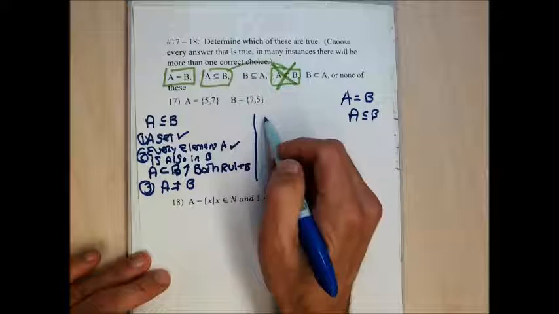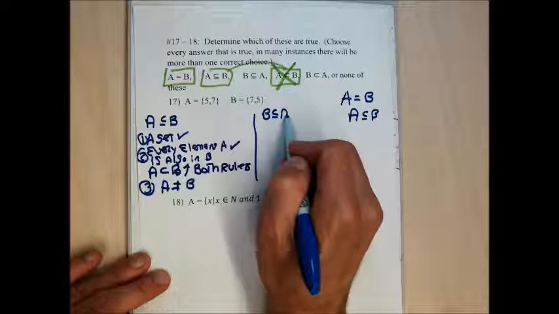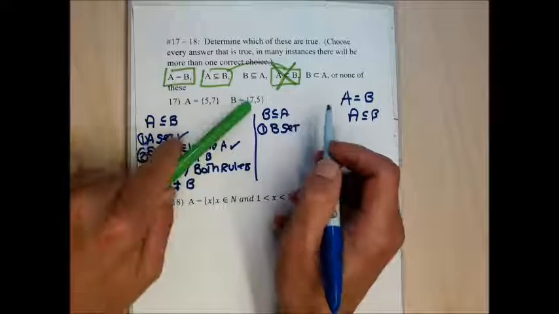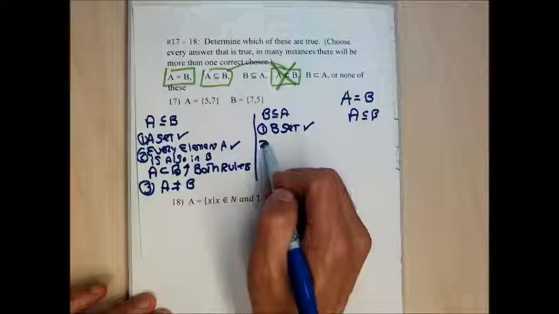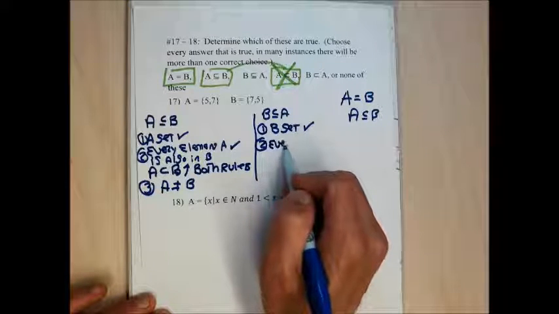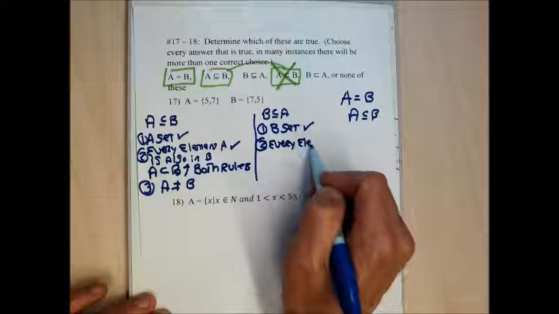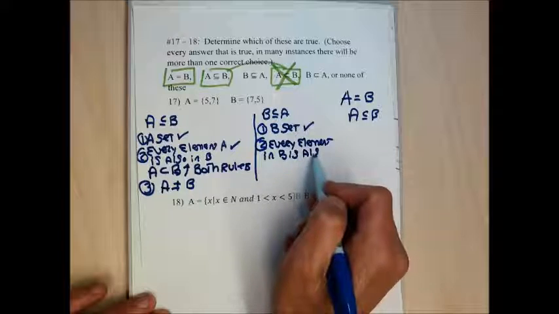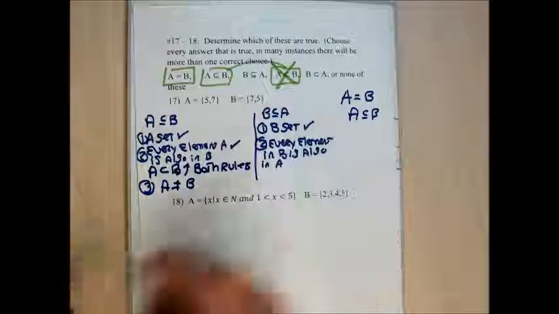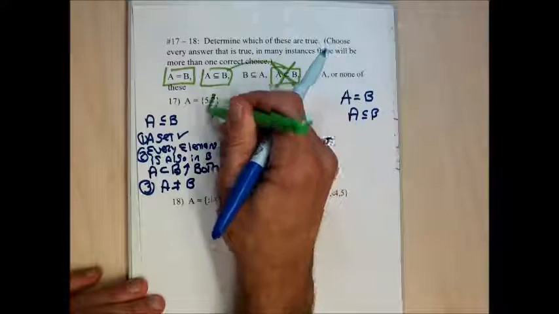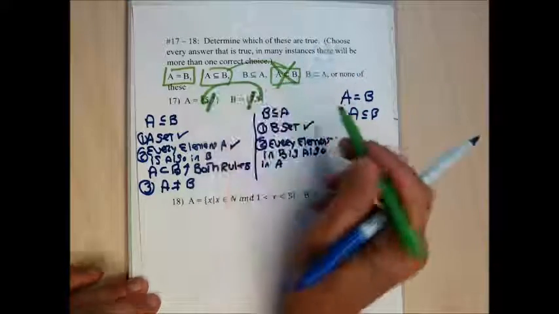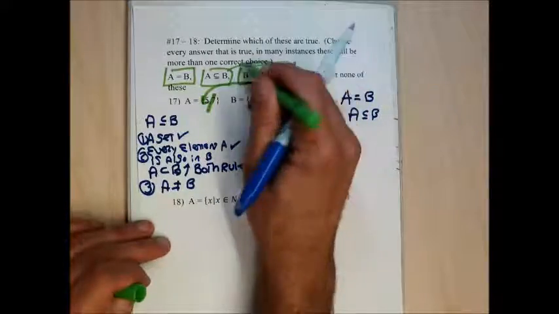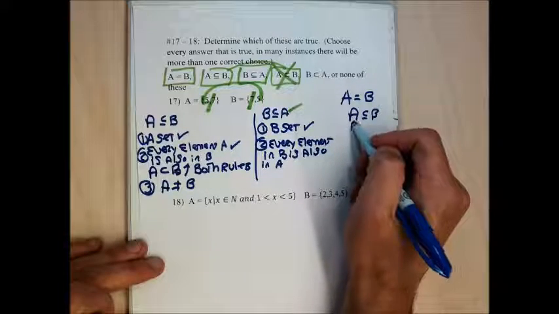Let me do B as a subset of A. For B to be a subset of A, you have rule 1, B has to be a set, and B is a set because it's in set braces. For rule 2, every element in B is also in A. Let me look at the two elements of B. 7 is in B, 7 is in A. 5 is in B, 5 is in A. The two elements in B are in A, so this symbol is going to be true and it's going to be part of my answer because it satisfies the rules.